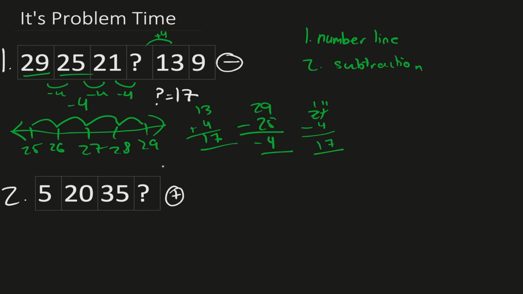The next one, now we have an addition sequence. So let's get this one started. Let's figure out the rule. We have to go from 5 to 10. Last time we started off with subtraction, so this time, let's start this one off with the number line method. Let's go.